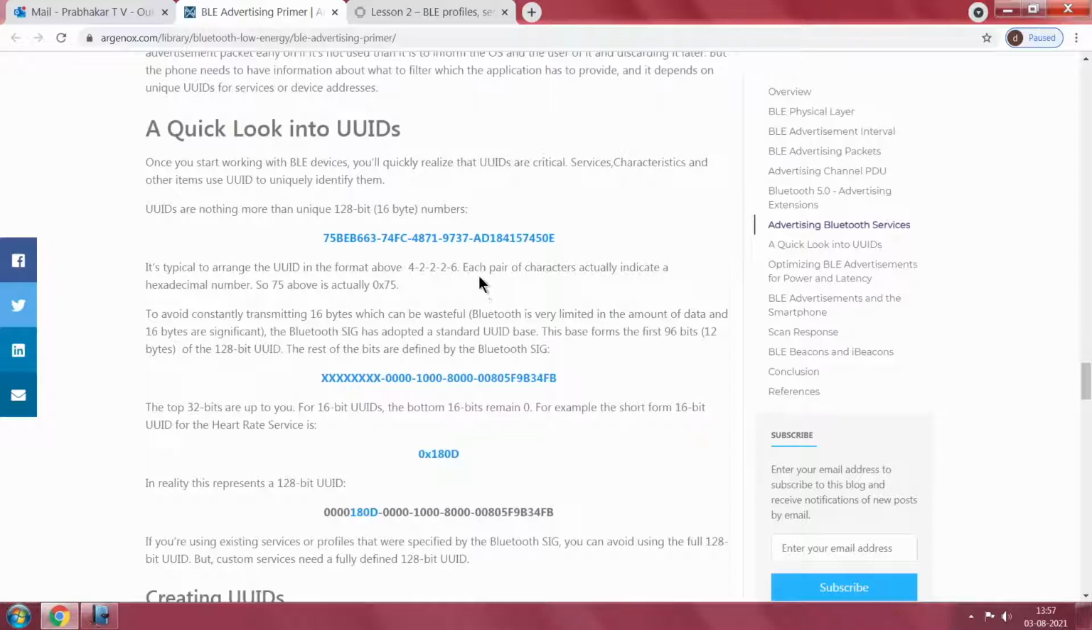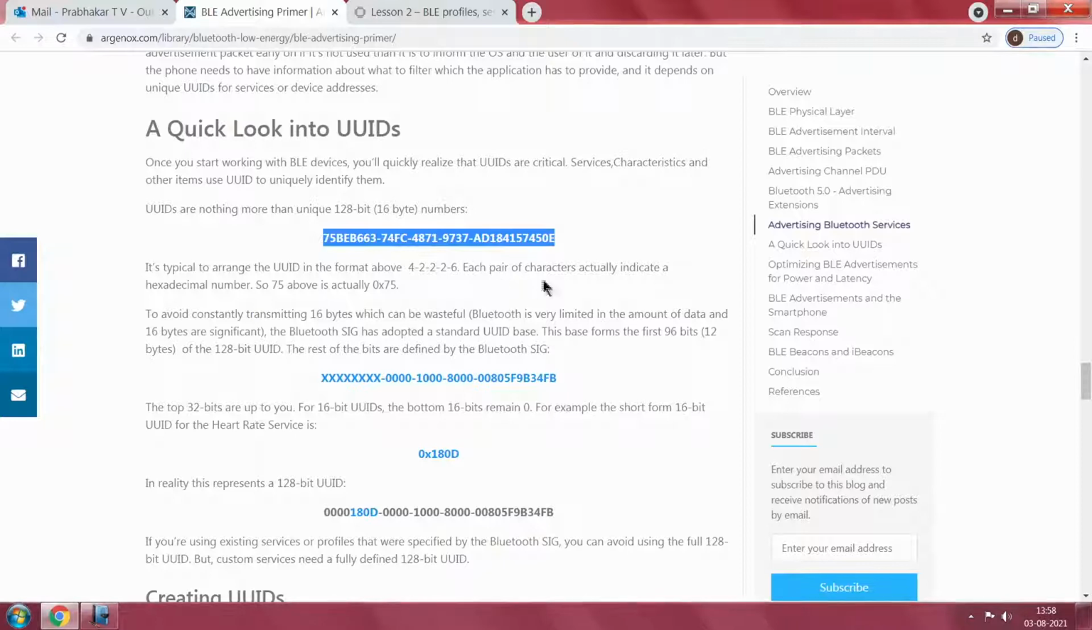Now what are these UUIDs? These are nothing but numbers, folks. As he says, you can see this is nothing but a number. So this 128 bit or 16 byte is nothing but a number, it is as long as this number here, okay. It is typical to arrange the UUID in some format, it is 4-2-2-6, okay. This is how your byte sequence goes, and you can see 4 and 2 is 6, 6 and 4 is 10. So this is 16 bytes and this is how it is divided.